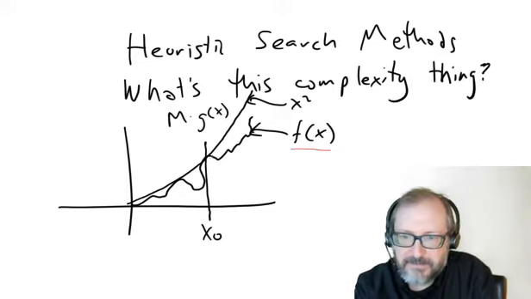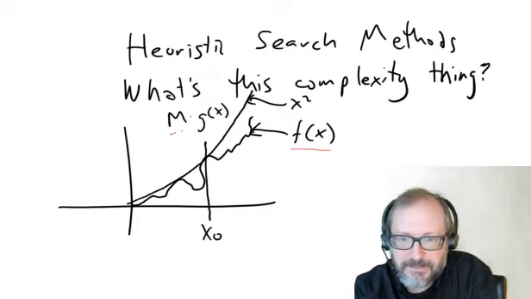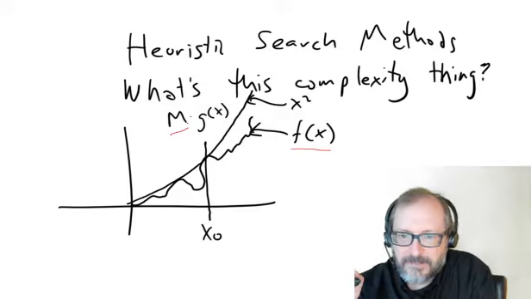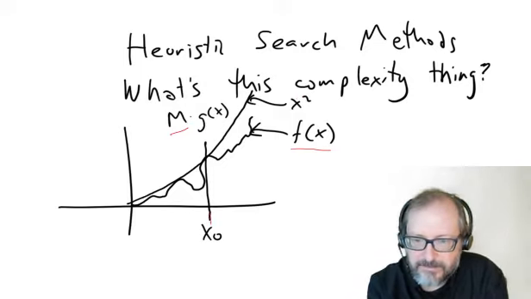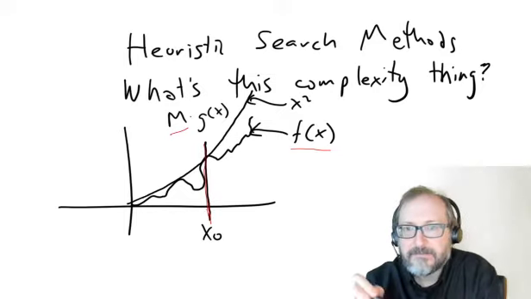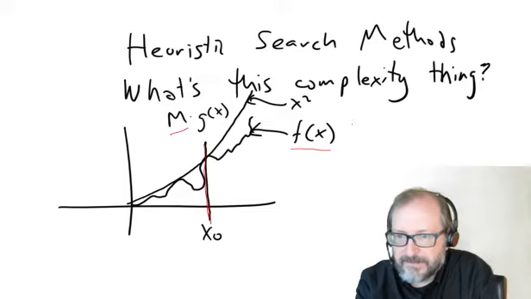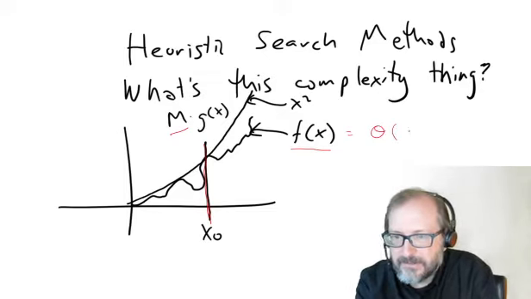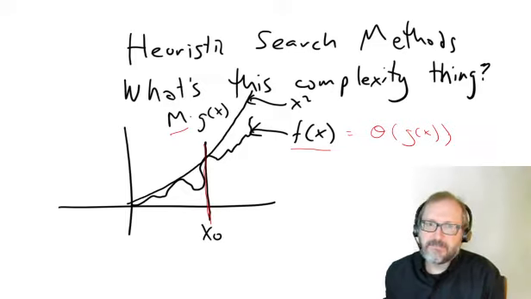Well, that's going to be given by a function g of x, which should have the property that when it's multiplied by some constant m, it will always be greater than or equal to f of x, as long as x is greater than x naught. If that's the case, then we would say that f of x is big O of g of x. And usually you want g of x to be a relatively simple function.